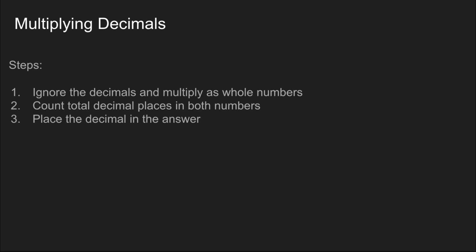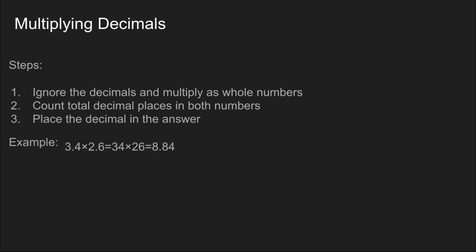Now, multiplying decimals. So here are the steps. Number 1, you're going to ignore the decimals and multiply it as a whole number. Number 2, you're going to count the total decimal places in both numbers. This is extremely important. And number 3, you're going to place the decimal in the answer.